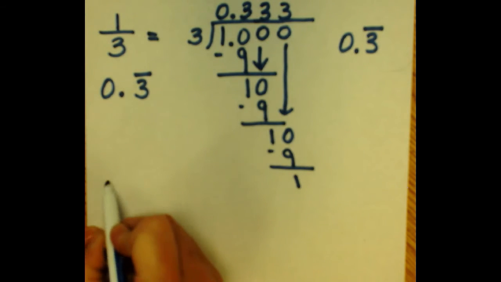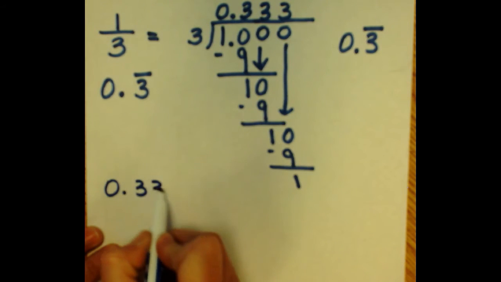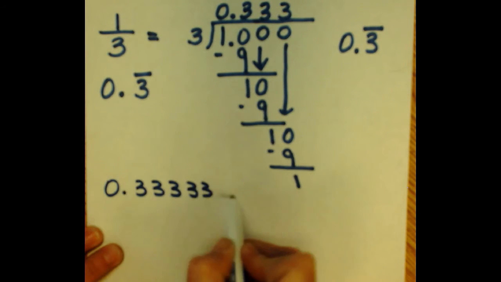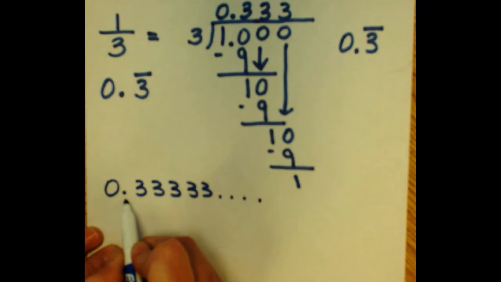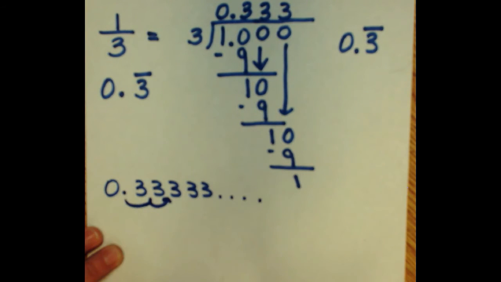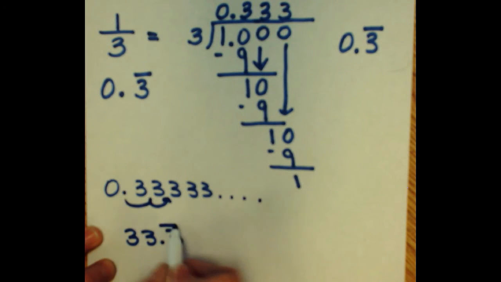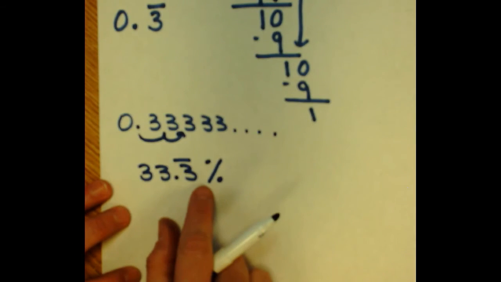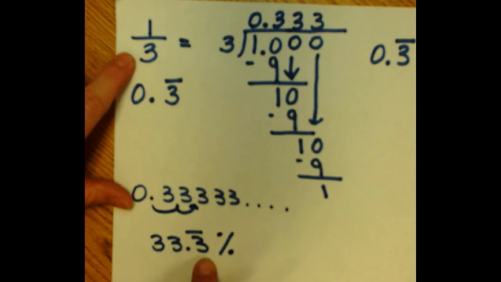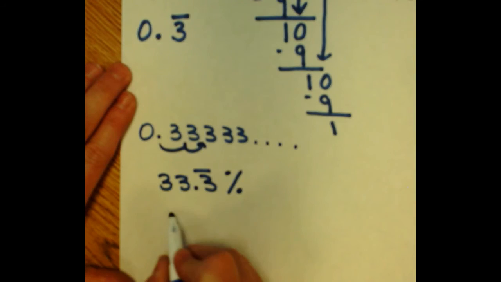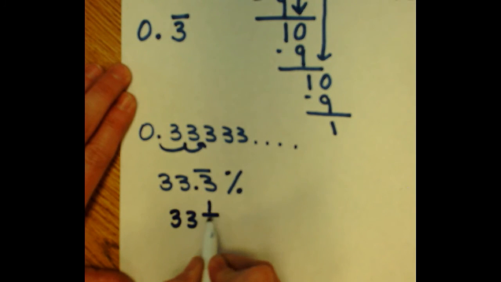So 0.3 repeating, if I were to expand that out, the 3 goes on forever and ever. And if I'm going to multiply by 100, it just moves my decimal over twice. So that would be 33.3 repeating percent. Now we normally don't like to have a repeating decimal like that in a percent, so we want to change it to a fraction. Well, we just know that 3 repeating is 1/3, so this is really 33 1/3%.